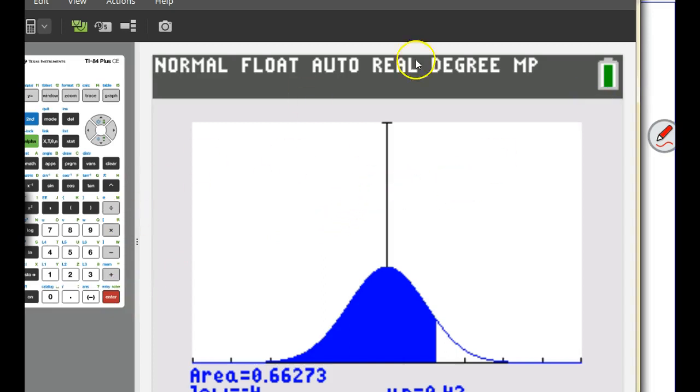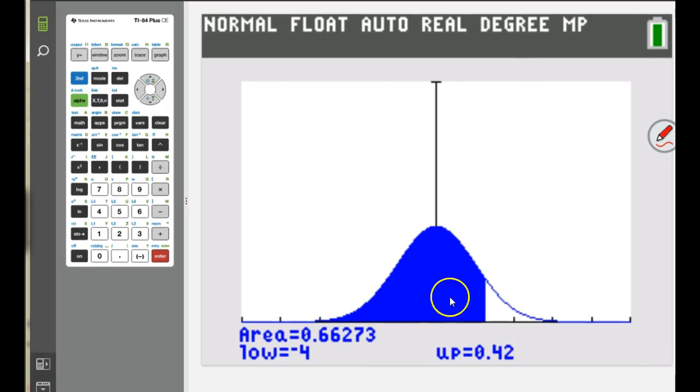Okay, let's see if this works. I'm a little concerned that I didn't see it drawing, but that's what it says, up to 0.42. So it says the area was 0.66, or 66% of her calls would fall in there. I just wanted to show you that it will actually sketch it, but this is what we're going to do.